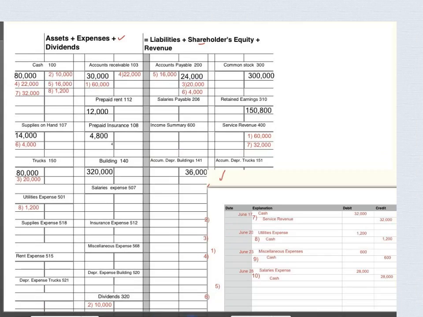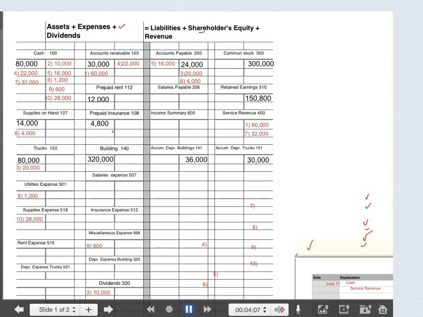Now to finish off, then I have cash and I earned revenue, so debit cash, $32,000, and number 7, credit revenue, $32,000. Then I have the expenses, utility expense, debit, $1,200, credit cash, $1,200. Then I have finally the last two expenses, miscellaneous expense, $600, credit cash, $600, and salary expense, $28,000, and credit cash, $28,000. Notice we always debit the expense accounts. Now that completes the posting of the general journal entries to the general ledger.